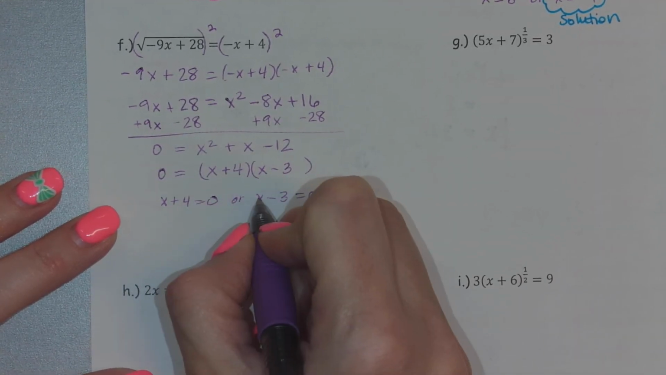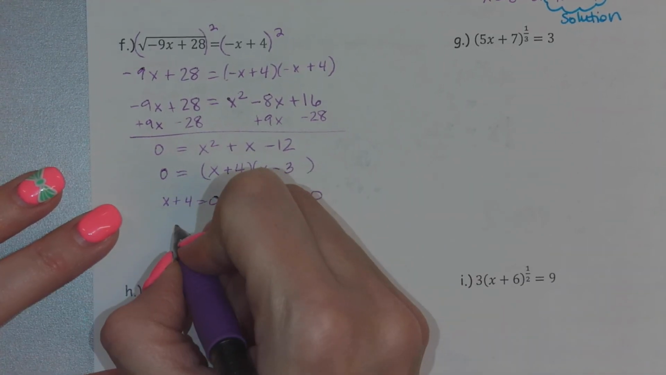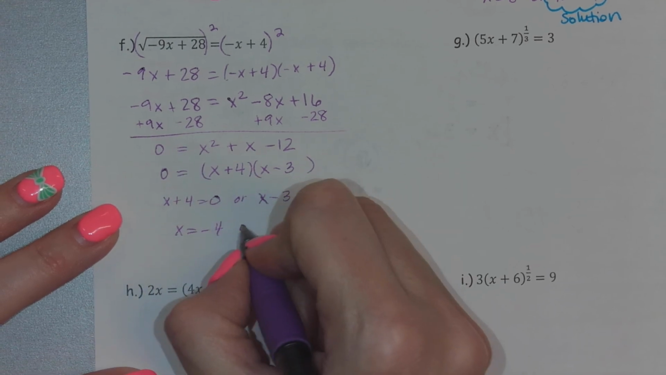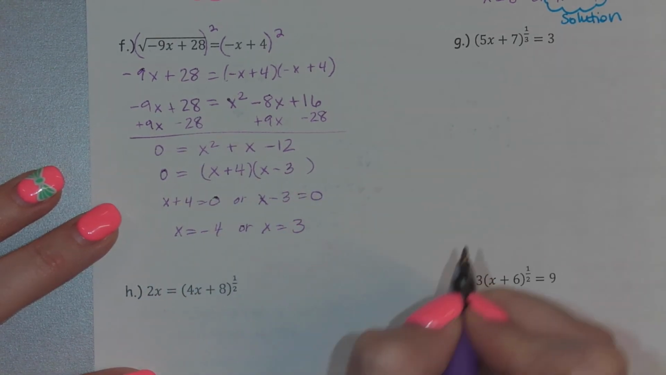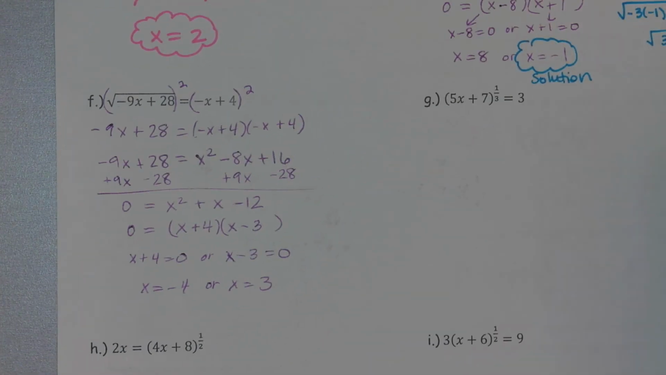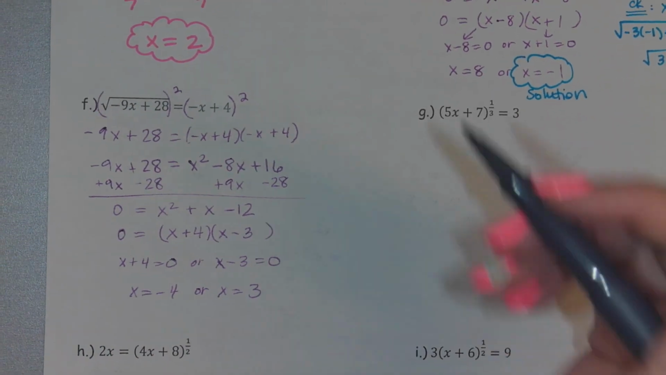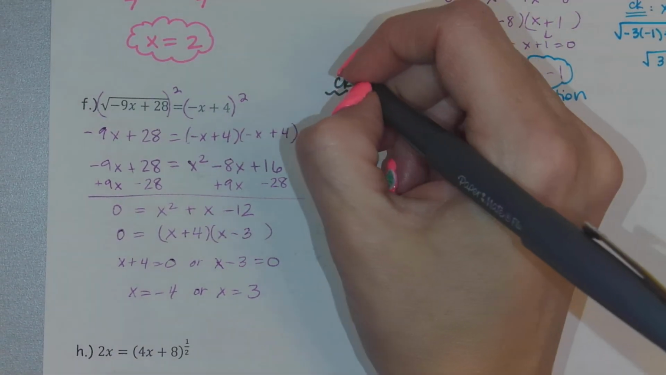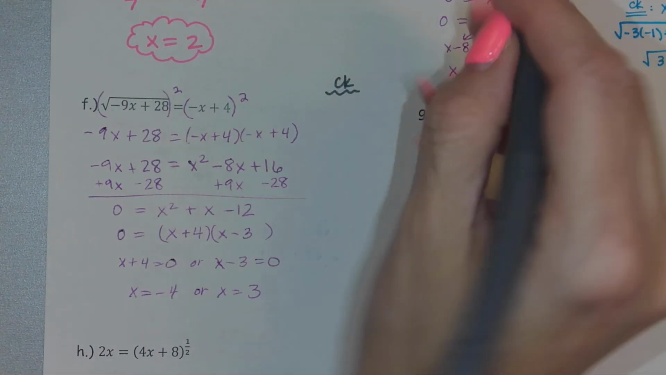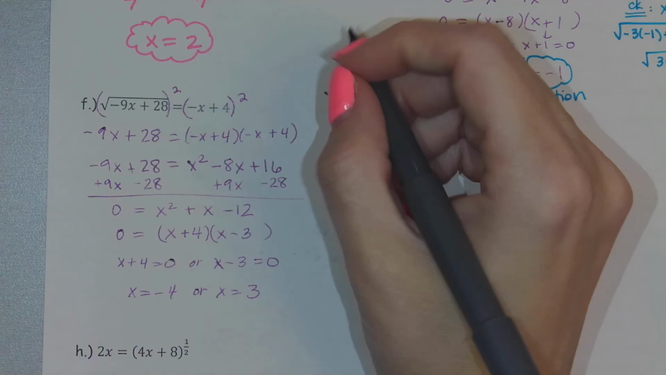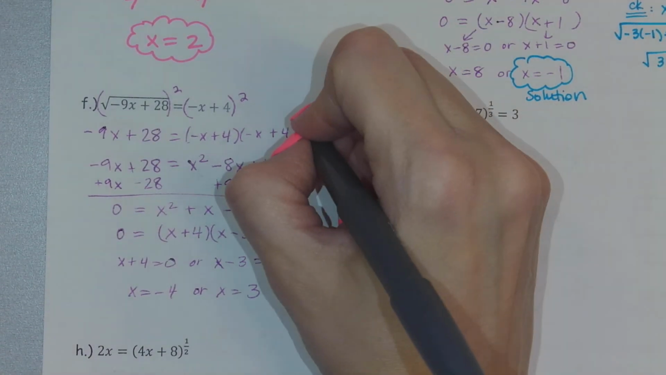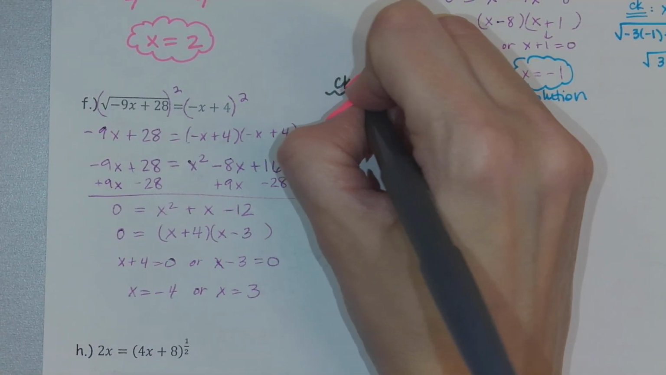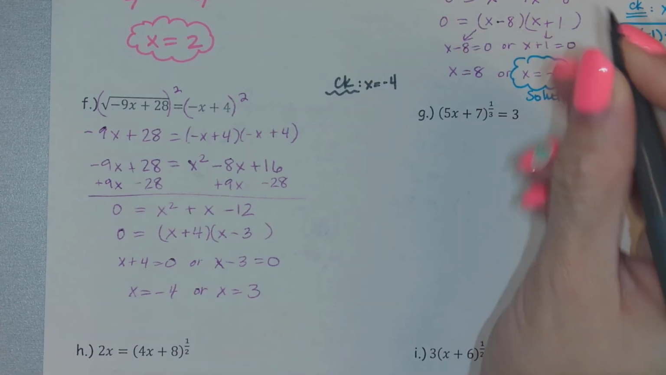Okay, so then we can use this zero product property that says if these two multiplied equals 0, one of these factors has to be 0. So x is either -4 or 3. So then we just need to check those. Okay, we have to check it because it's an even root, and you can't take the square root of a negative. And so that's why we're going to check that. Let's do -4 first.